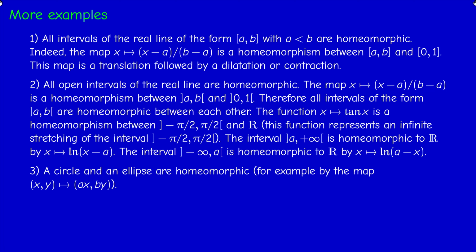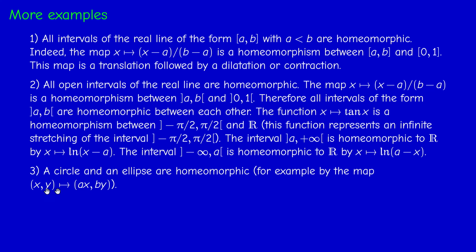Okay. Now, a circle and an ellipse are homeomorphic. Intuitively, it should be clear because you can see how we can deform a circle to get an ellipse and then go back. And if you don't believe me, there are very simple formulas. If you consider the unit circle, x squared plus y squared equals 1, and the ellipse of the form x squared over a squared plus y squared over b squared equals 1, then this transformation from R2 to R2 takes the unit circle into the ellipse.